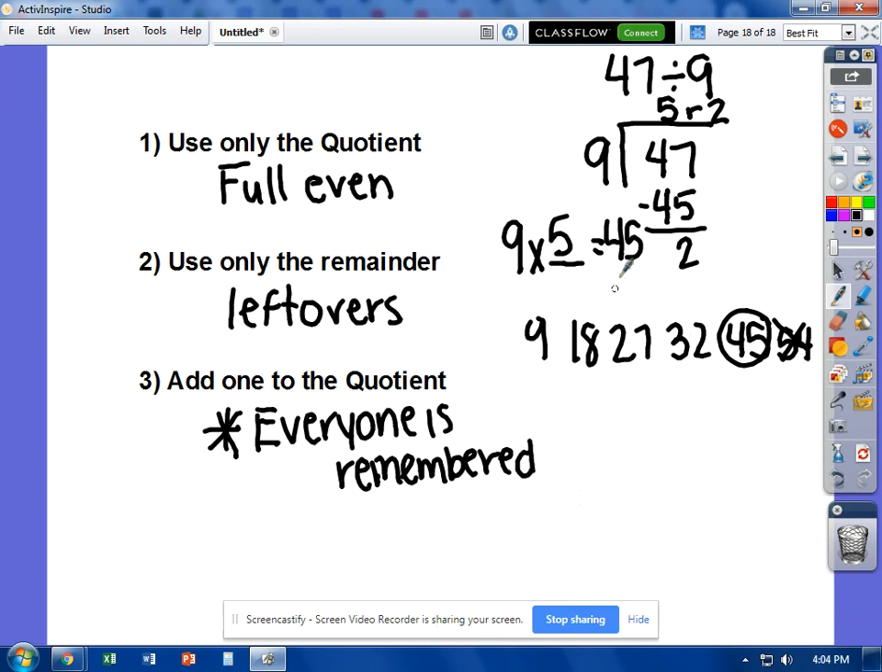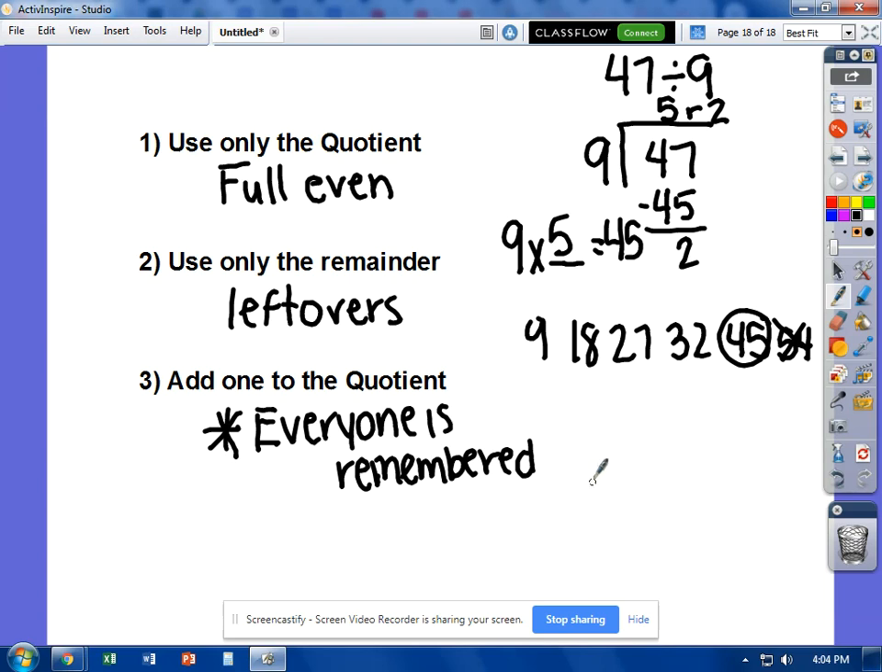So for example, with the same problem, Miss Barr has 47 students. 9 students fit on a bus to go to the science center. How many buses would Miss Barr need to get? If she only got 5 buses, 2 students would not be able to go. Would you be happy if you were not able to go on the field trip? No. So instead of only getting 5 buses, Miss Barr would add 1 to the quotient and make it 6 buses to make sure that everyone was able to go.